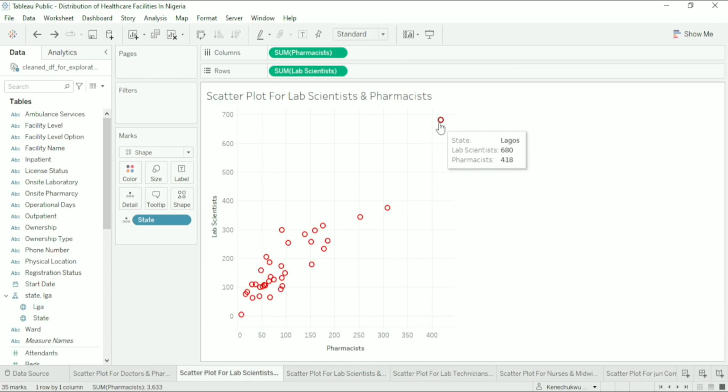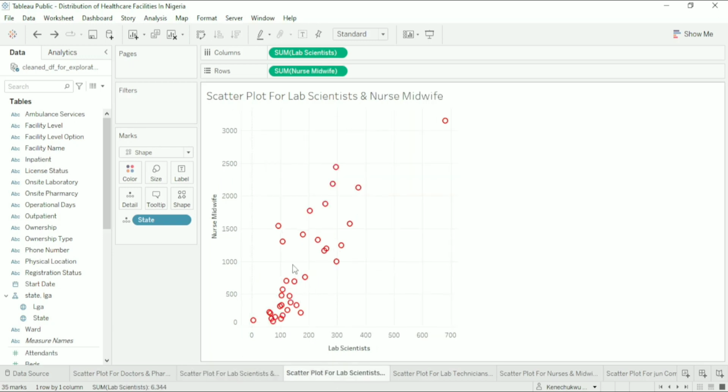We also have an outlier of Lagos again, which also makes sense. FCT again, which also makes sense, like we explained before. We also have another scatter plot for nurse, midwife, and lab scientists. We have Lagos again. Looks like Lagos is taking almost everything. So having Lagos again, others are Delta, FCT again. So it makes sense that these outliers make a lot of sense because of the population in Nigeria. There is too much concentration of people in Lagos compared to other parts of Nigeria.